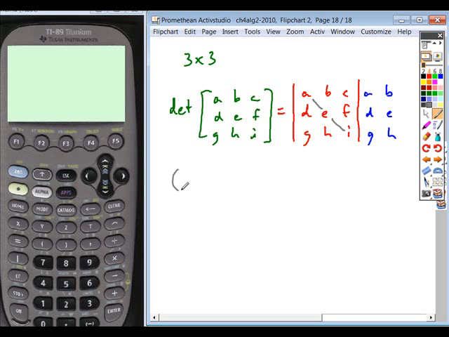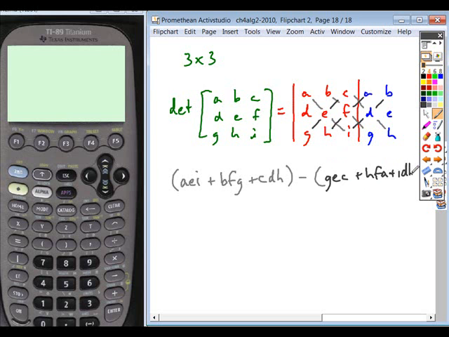So you have to take A times E times I. You're going to add that to B times F times G. And then you're going to add that to C times D times H. Okay, so here's the first quantity. And you're going to subtract. You're taking the difference of that quantity versus the quantity that's achieved by moving up. So now you go up, G times E times C, plus H, F, A, and plus I, D, B.